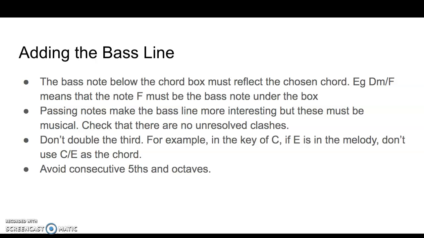So first point here, the bass note below the chord box must reflect the chosen chord. So for example, D minor over F means that the note F must be in the bass under the box. And for the chord of G, the bass note must be G. The chord of A, the bass note must be A. But again, watch out for your inversions, your polychords, whatever you want to call them.